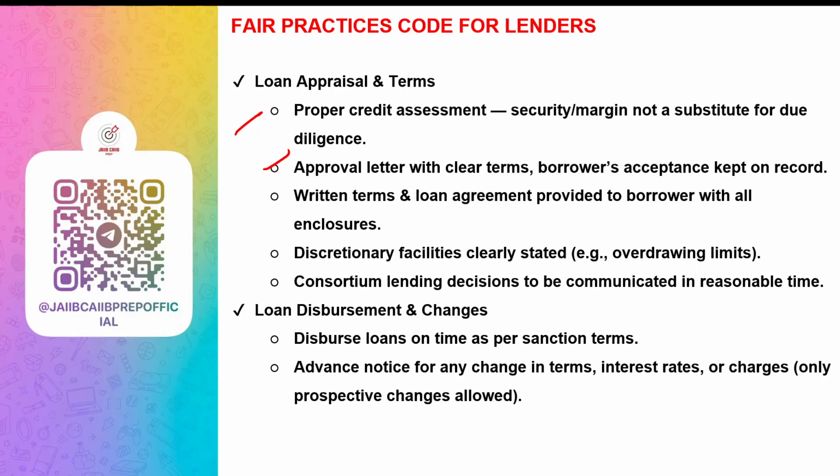Discretionary facilities. So the bank has certain powers. These should be clearly mentioned in the agreement. Also mention that the bank may not increase credit limits without a review. Where several banks lend together, they should finalize appraisal and communicate decisions quickly. With respect to loan disbursement and changes, once the loan is sanctioned, disburse funds quickly as per the agreement. If interest rates, fees, or other conditions change, the borrower must be informed beforehand, and changes apply only to the future payments.